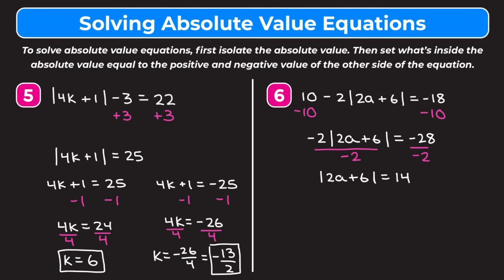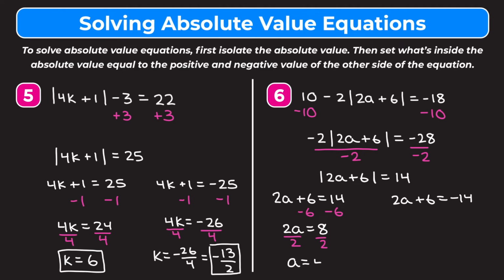So we're going to break up our absolute value into our two equations. So we're going to have 2a plus 6 equals positive 14. And 2a plus 6 equals negative 14. For the left equation, we want to start by getting rid of the plus 6. So we're going to subtract 6 from both sides. We're left with 2a on the left, 14 minus 6 is 8 on the right, and finally divide both sides by 2. We get a is equal to 4 as one of our answers.